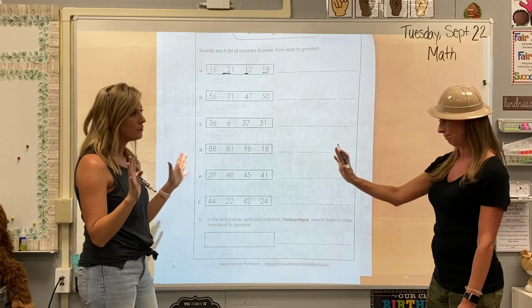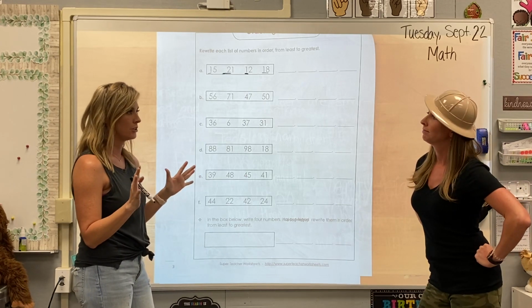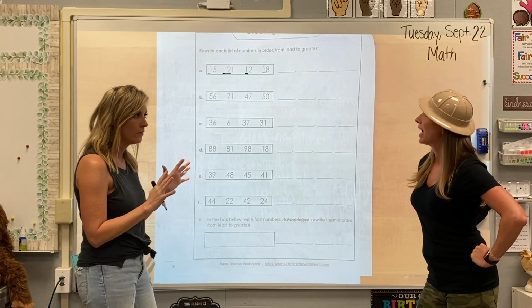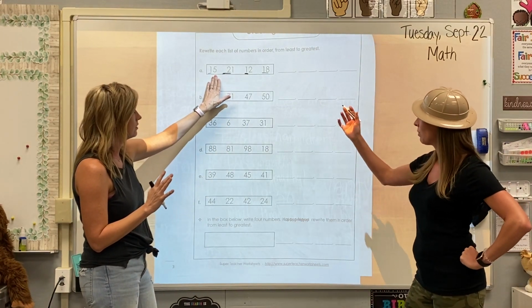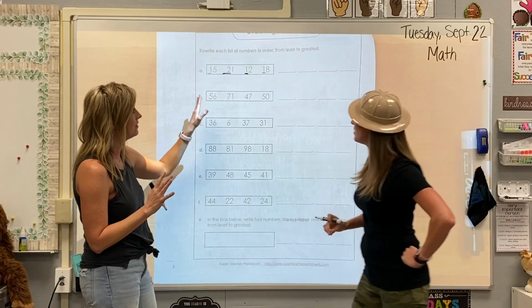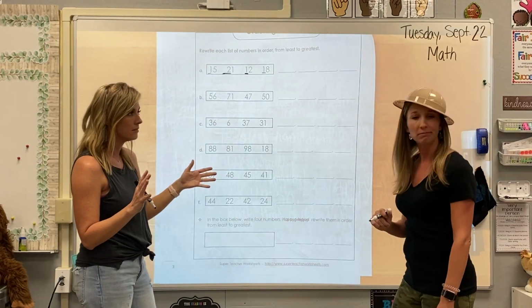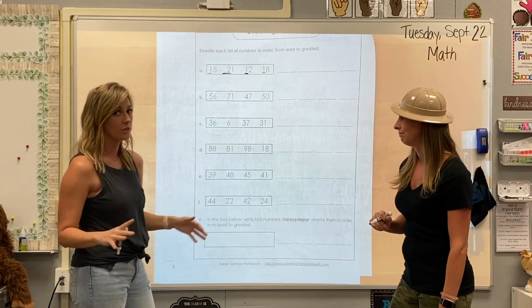Hold on. Are you telling me that when we're comparing numbers, we should always start in the biggest place value? Absolutely. We always start in the biggest place value, which in this case of 2-digit numbers is going to be in the tens place. So we're not going to compare the ones place? Not yet. Okay, so we have to start with the tens place.